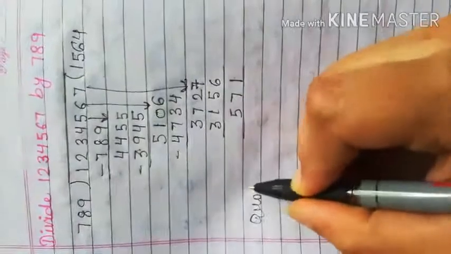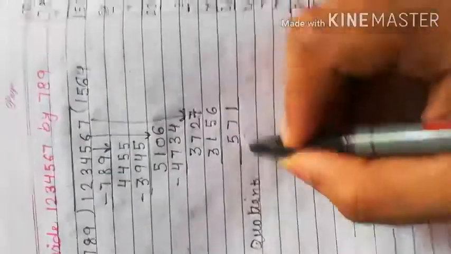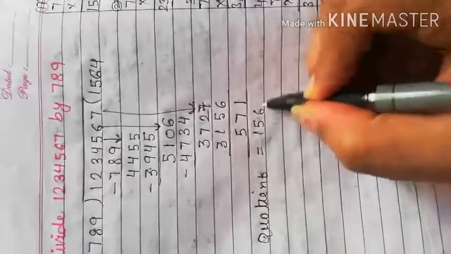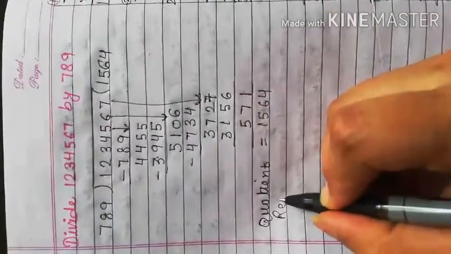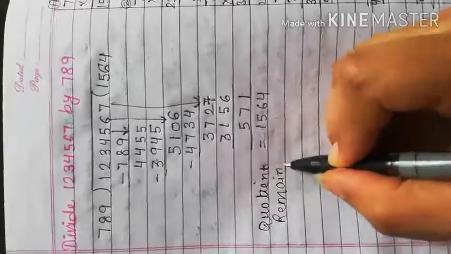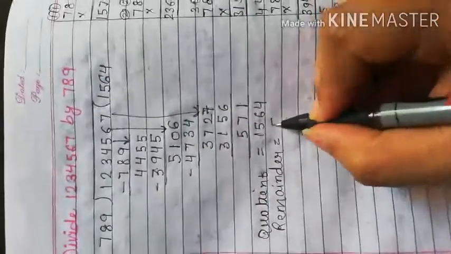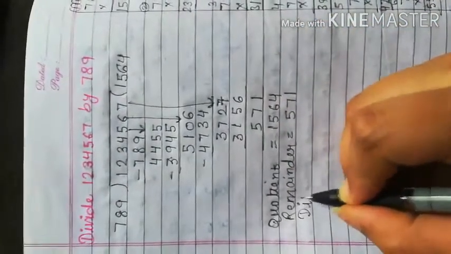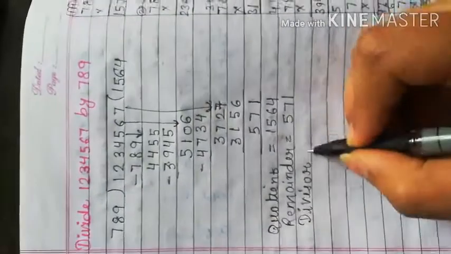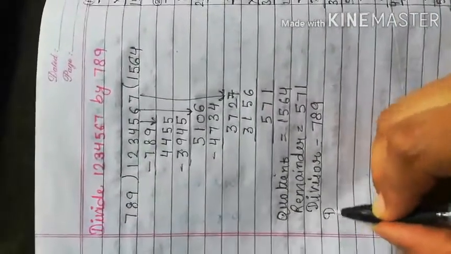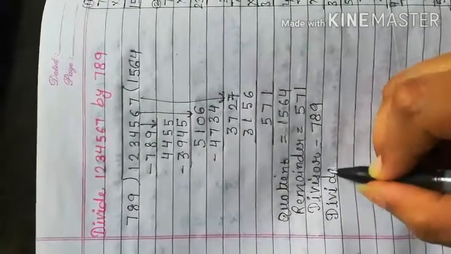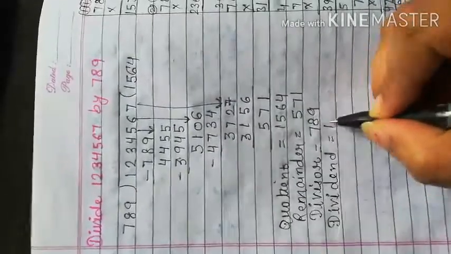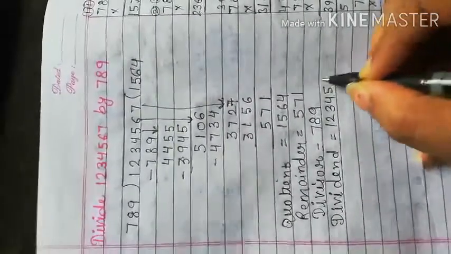So we will write it. Here my quotient is 1564. Remainder is the leftover number, that is 571. The number by which we are dividing is our divisor, that is 789, and the number which we have written in between is our dividend, and dividend is 1234567.